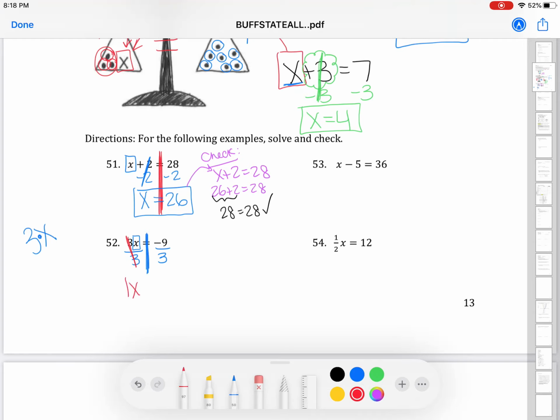Here's what happens, and it's kind of a cool trick. They do technically cancel, and I'll be canceling them for the rest of the lesson. But 3 divided by 3 is just 1, and 1x is just x.